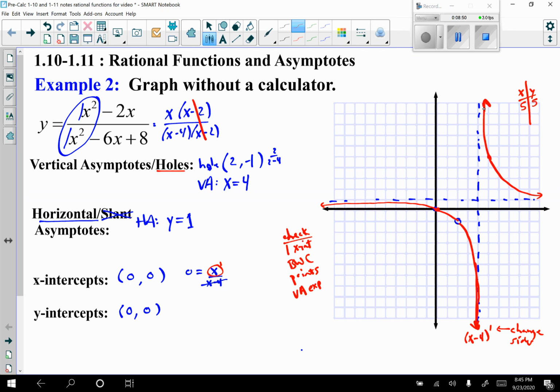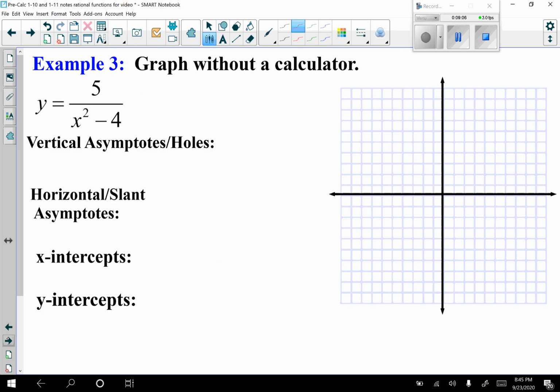If it was an even exponent, it would mean we're on the same side and they go the same direction. We'll see one of those. So there's a whole bunch of stuff we can use to check and balance everything and make sure it all fits together with the information we used. And there's our graph. Let's go on. Quite a few of these, so I don't want to make this too long for the video.